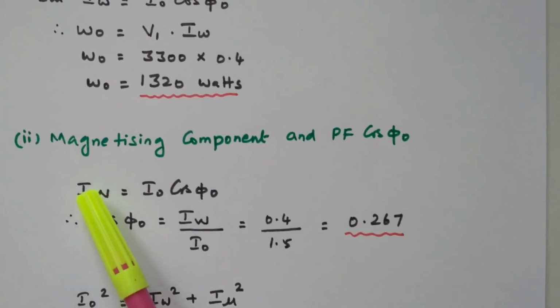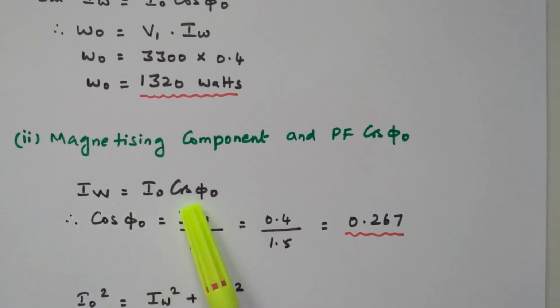So the magnetizing component and power factor. IW equal to I naught cos phi naught. So cos phi naught can be calculated as IW divided by I naught. These two values are available, so from that we can find the cos phi naught. Working component is 0.4.